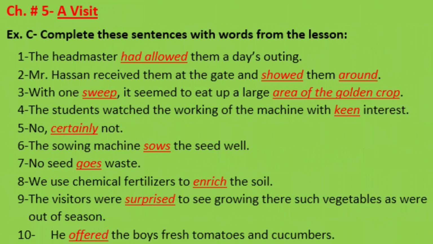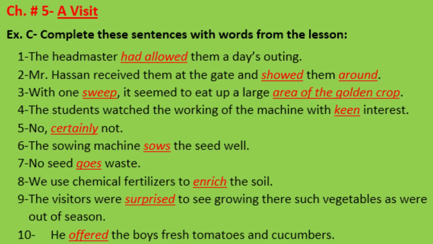Here you are with the solution of exercise C. Complete these sentences with words from the lesson. Sentence number 1, the headmaster had allowed them a day's outing. Sentence number 2, Mr. Hassan received them at the gate and showed them around. Sentence number 3, with one sweep it seemed to eat up a large area of the golden crop. Sentence number 4, the students watched the working of the machine with keen interest.